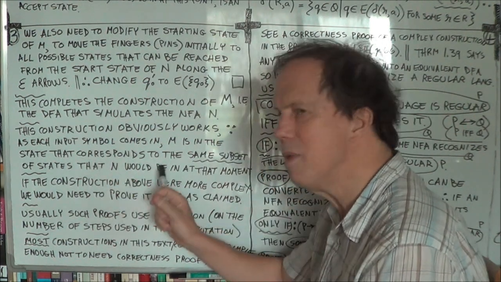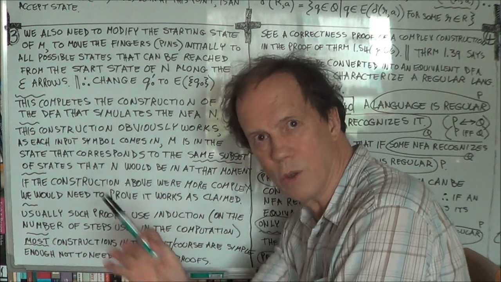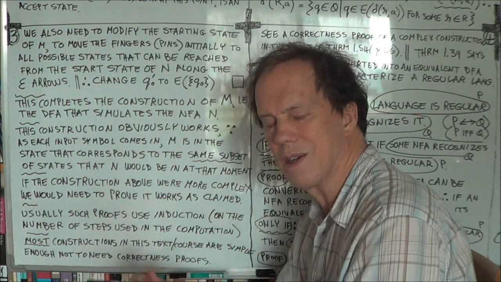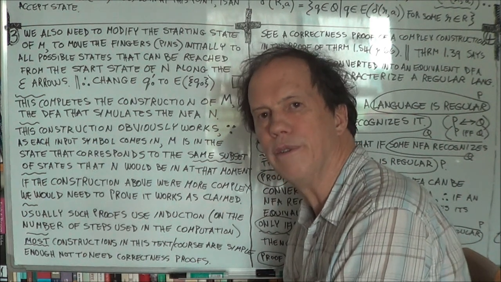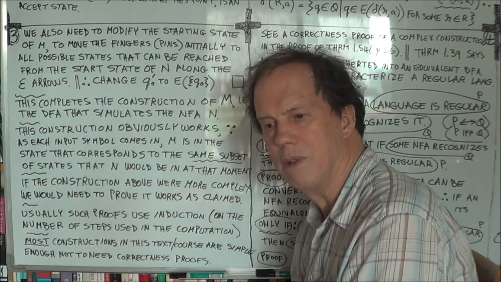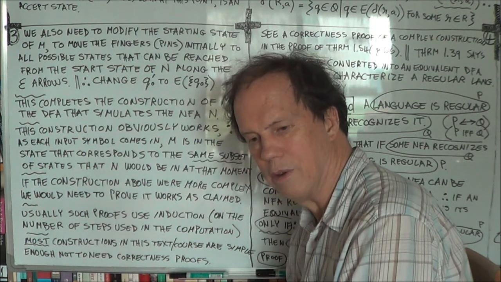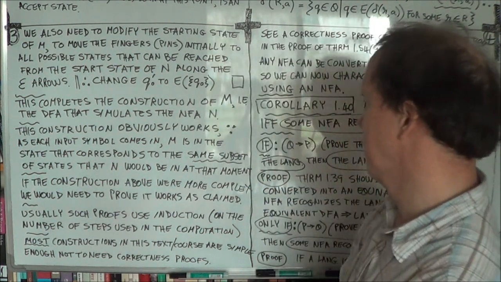Now in this case, and for most cases in the textbook, the whole course, the construction proofs, what gets constructed is simple enough that you don't need a proof of, how would you describe it?